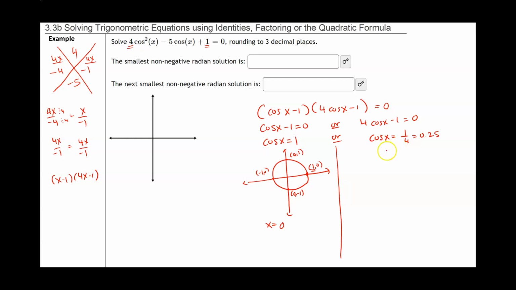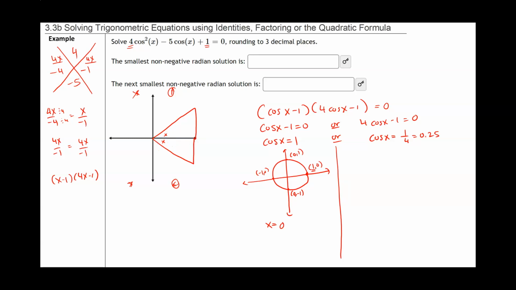Now for the second one, I have cosine of x equals 0.25. In order to solve this, I'm going to be using my xy coordinate plane. So I ask myself, where is cosine positive? We have "all students take calculus," and cosine is positive in quadrant 1 and quadrant 4. So those are the two quadrants we're going to draw triangles in. We have one angle here, and we have another angle here.